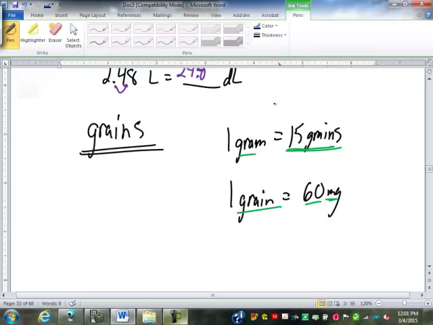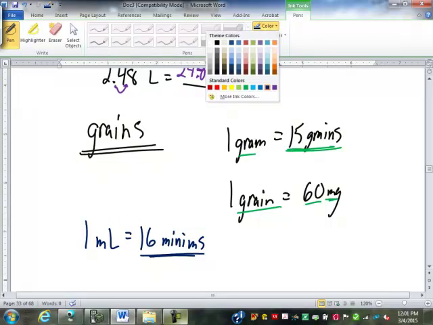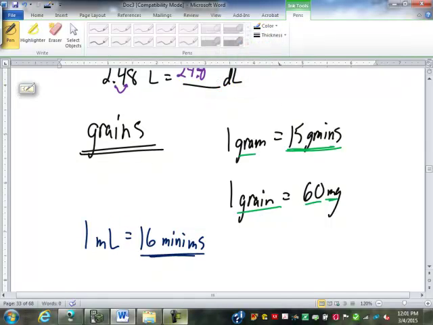The minims come into it. We talked about 60 minims in a fluid dram or 480 minims in a fluid ounce. Well, 1 milliliter is going to be 16 minims. So now, along with our conversions of these standard units that have been absorbed into the metric system, we do also need to be able to convert between the metric and standard units.